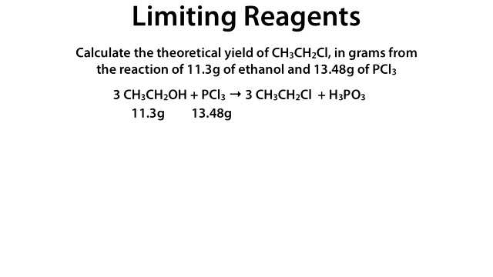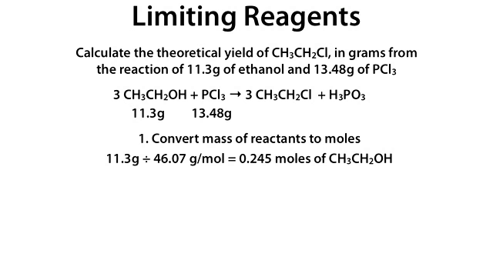So how are we going to calculate the theoretical yield of CH3CH2Cl in this reaction, which is a limiting reagent problem? Step 1. Convert the mass of reactants to moles of reactants. So we're going to convert 11.3 grams of ethanol to moles of ethanol and 13.48 grams of PCl3 to moles of PCl3.